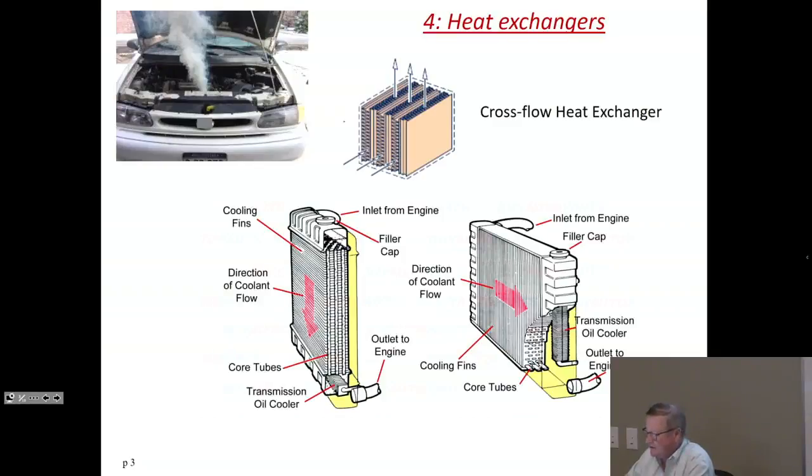Typically, radiators for them come in two types of mechanizations. You have always the air that comes in the front end of the car, and then you can have the cooling fins going this way and the coolants going between left and right, or you can have the cooling fins going this way and the coolant going between top and bottom.